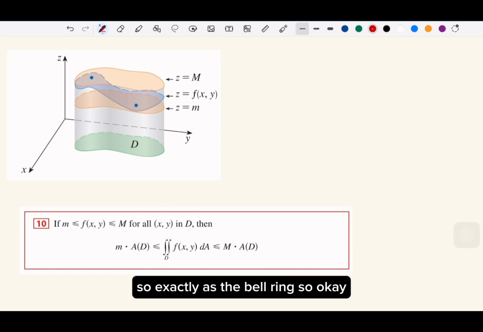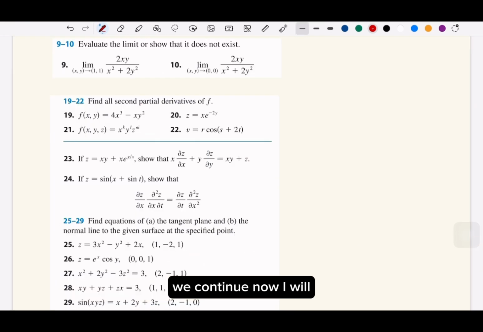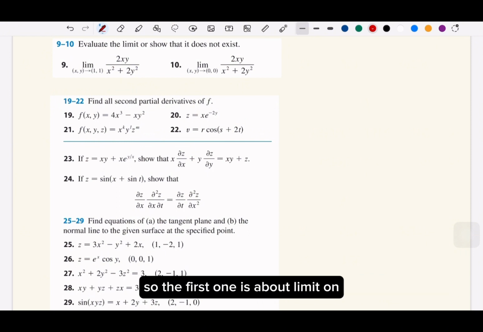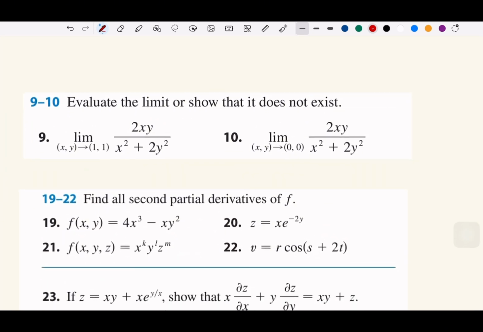So exactly as the bell rings, okay, we continue. Now I will practice a little bit of chapter 14, so we can have more idea what kind of questions we might have. The first one is about limit of a function of two variables. Let's see the limit first, and the idea should be very simple.